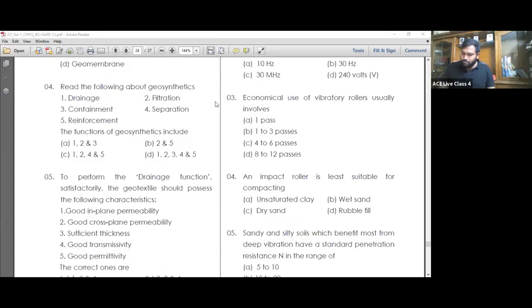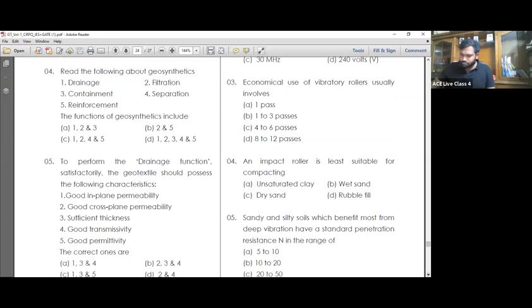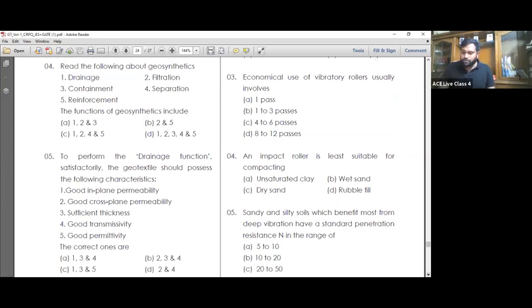Now you see the fourth question. Question number 4. Read the following about geosynthetics: drainage, containment, reinforcement, filtration, and separation. In this, which ones are the functions geosynthetics include? They include everything, right? So it can be used as drainage, containment, reinforcement, filtration, and separation.